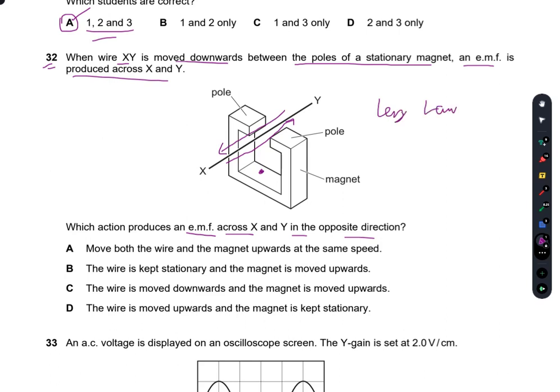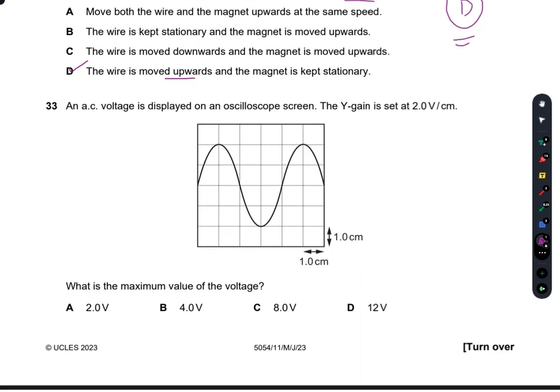So if I move the wire upwards, after it was downwards, and I keep the magnet stationary, an EMF across x and y would be produced in the opposite direction. Suppose it was produced from x to y, now it will be produced from y to x. So D is the right option.